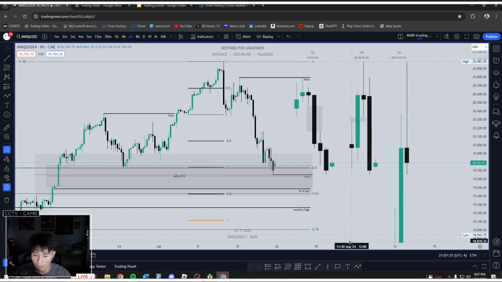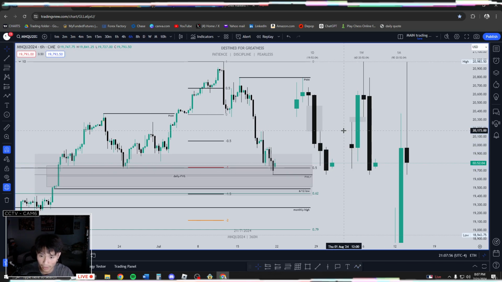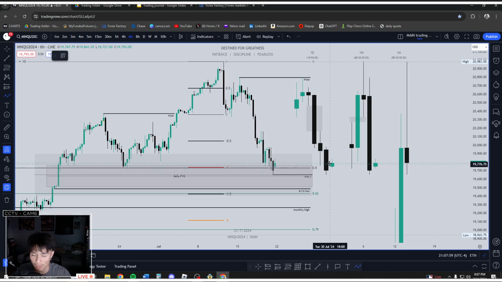But let's say something like this happens. We take out previous week's low, right? And we retrace back inside that daily fair value gap. I'm not going to instantly short that because, like I said, my weekly objective has already been taken. If we take out the previous week's low first and then retrace back inside that daily fair value gap. But let's say we leave previous week's low intact, right? And we retrace into that daily fair value gap. I would then consider trading a swing trade.